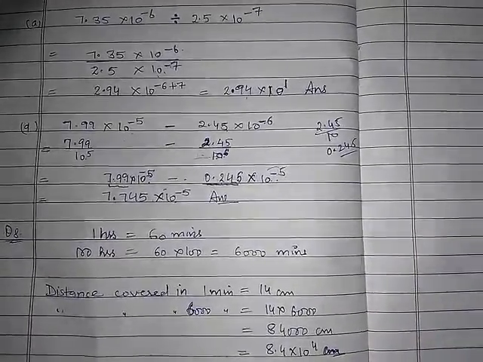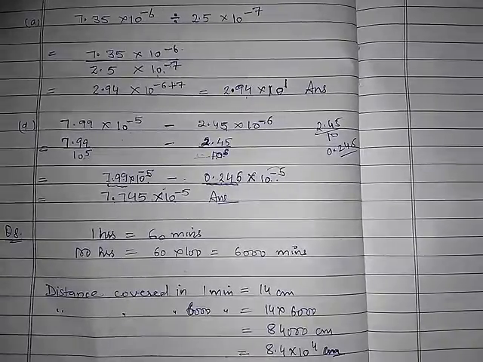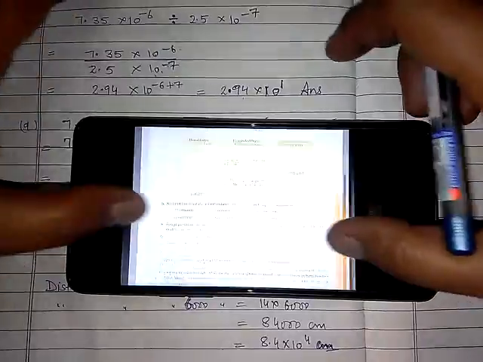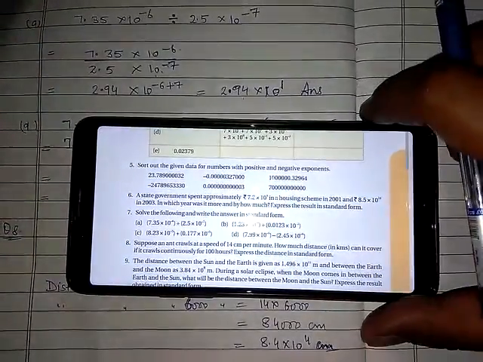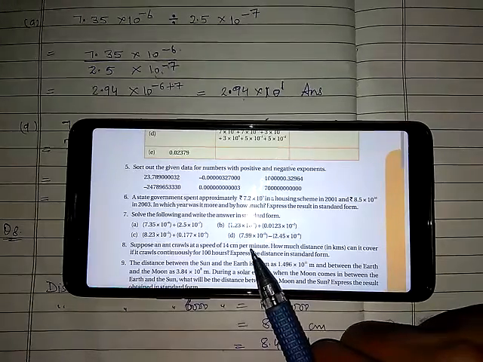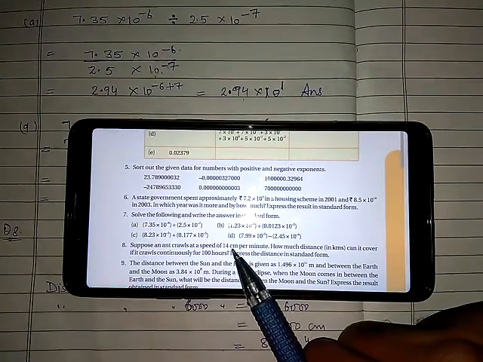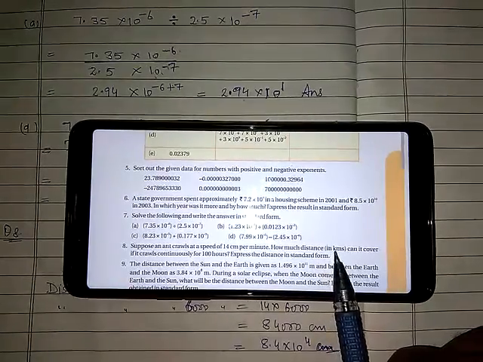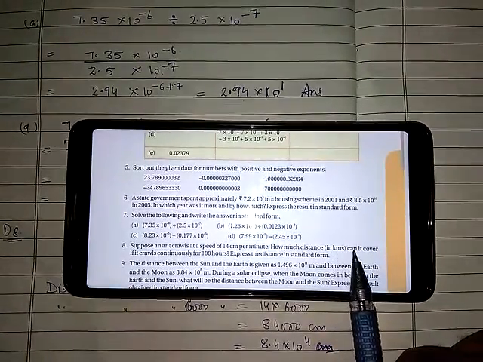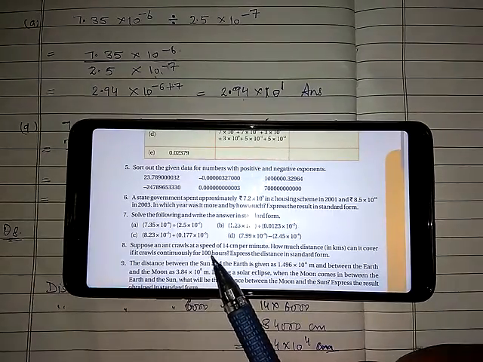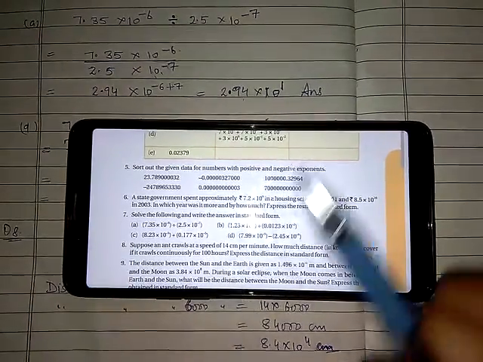Now come to question number 8. Have a look at the statement. Suppose an ant crawls at a speed of 14 centimeter per minute. So in 1 minute the ant is covering 14 centimeter. How much distance, they are asking in kilometers, can it cover if it crawls continuously for 100 hours? So we need to find out the distance covered in 100 hours.